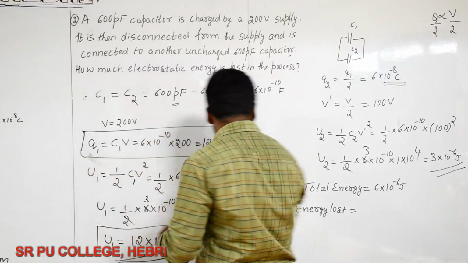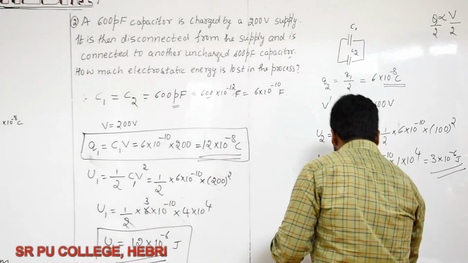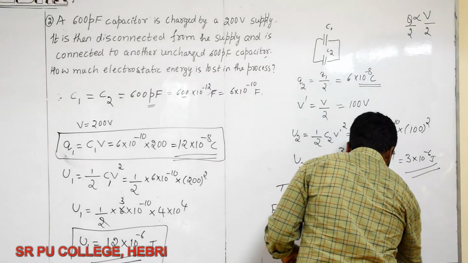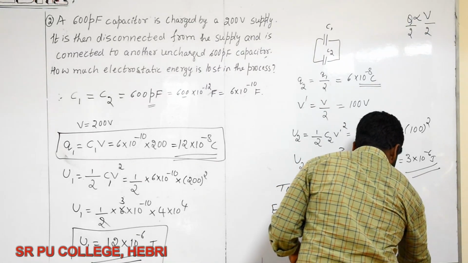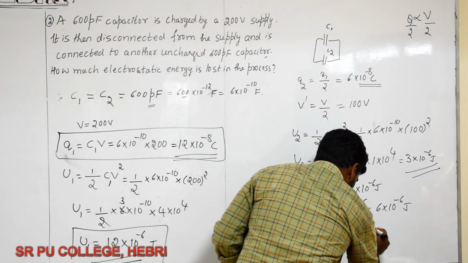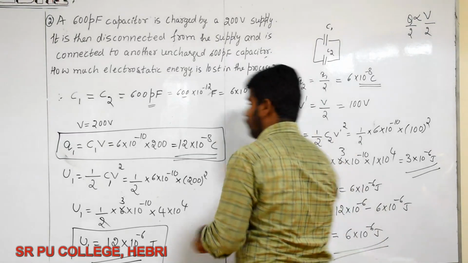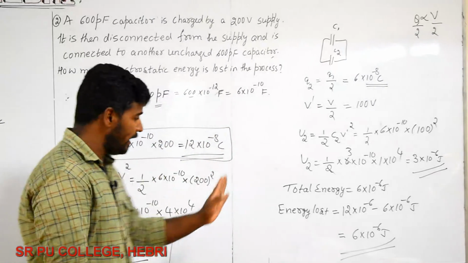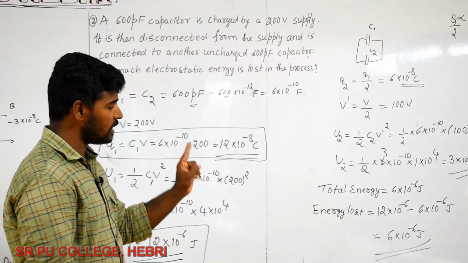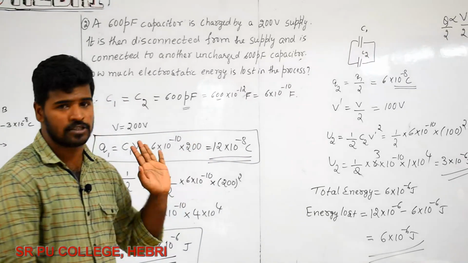Therefore, what will that lost energy be? Energy lost will be 12 into 10 raised to the power minus 6 minus 6 into 10 raised to the power minus 6 joule. Therefore, the energy lost will be 6 into 10 raised to the power minus 6 joule, which is the answer. Very important 5-mark question. The energy lost in this process will be 6 into 10 raised to the power minus 6 joules.